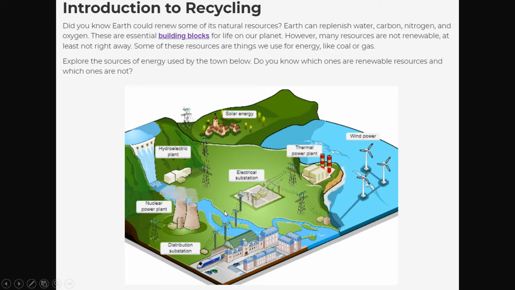This picture is giving you a few different types, right? So you have solar energy over here. Solar energy is energy from the sun. You might have solar panels and that kind of thing. Over here you have a hydroelectric plant. So what does that mean, right?